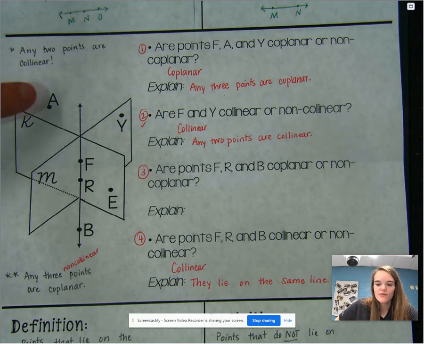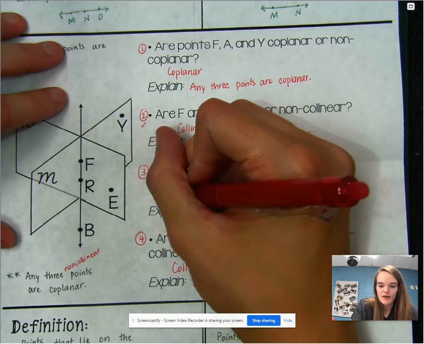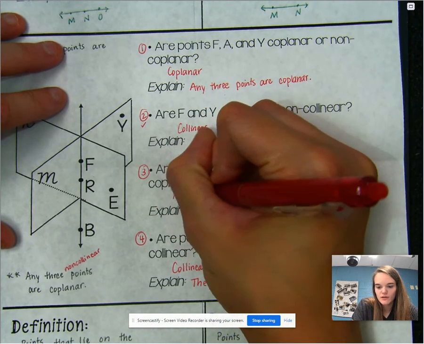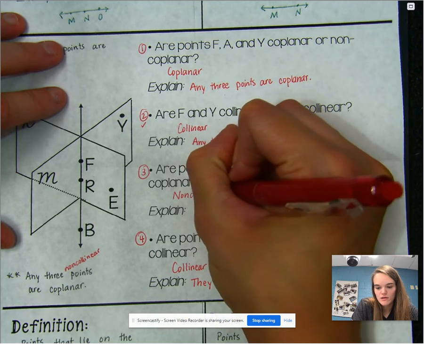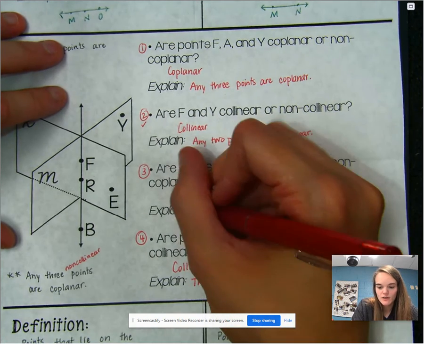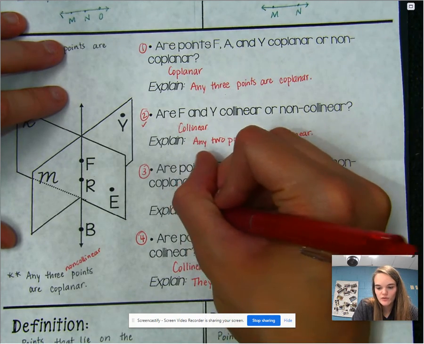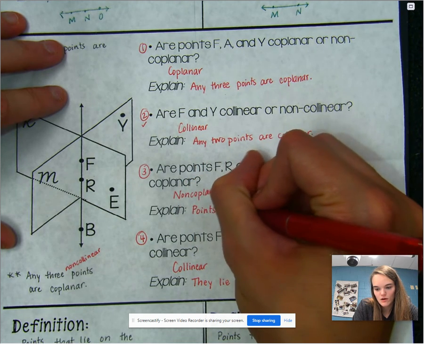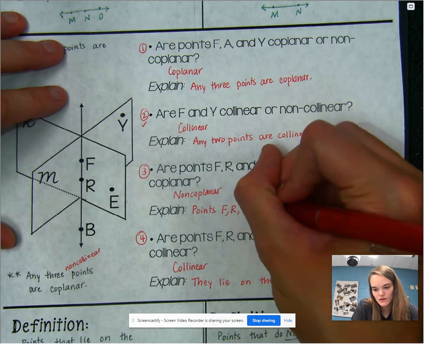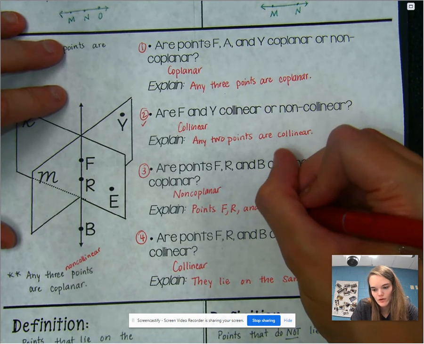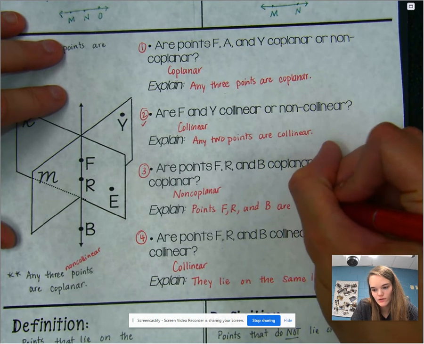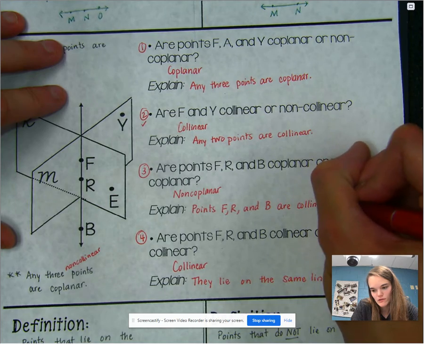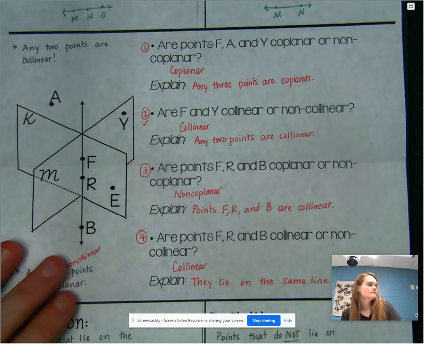So are points F, R, and B coplanar or non-coplanar? They are non-coplanar. Why? Because points F, R, and B are collinear. That's why.